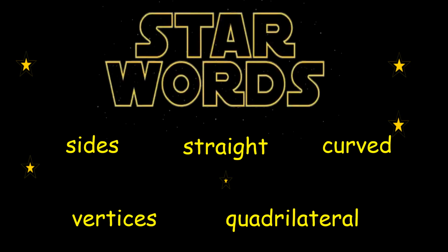Our first star word is the word sides, and sides are a property of 2D shape. You may already know what this word means, but don't worry if you don't because we're going to explore it later on. We have the words straight and curved. These are words that we can use to describe a 2D shape's sides. We have the word vertices and we have the word quadrilateral, which we're going to find out a little bit more about later on.